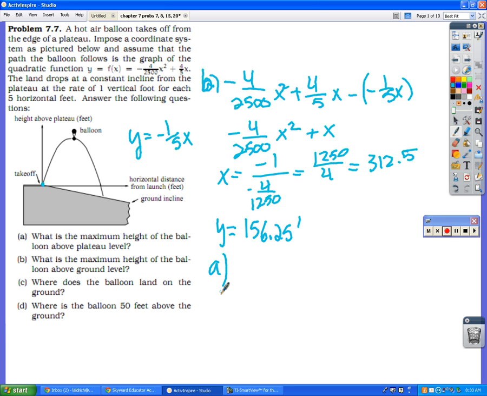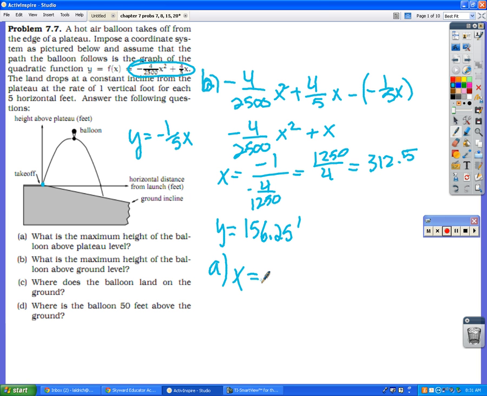All right, and then for part A, it says what is the maximum height of the balloon above plateau level? So now I don't worry about the whole ground thing. 100 feet? For A or B? Oh, we just did B. Okay, so now we already know what the answer to part A is. Just write that down. No, I'm just kidding. Okay, so trying to get 100 feet. All right, what is the maximum height of the balloon above plateau level? Now we're going to just take the original equation and do the same thing.